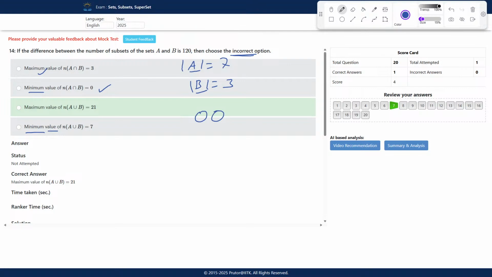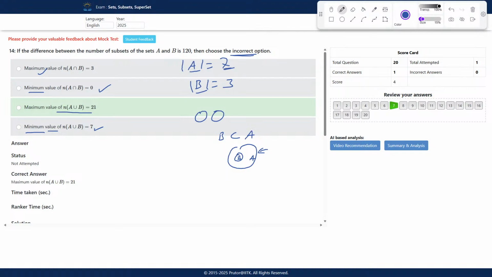Minimum value. Suppose B is a subset of A, meaning in the Venn diagram you can represent B inside A like this. Yes, then A union B will be your set A itself. Then A union B will be A, and in A you are having 7, so you will get 7. So this might be a possible case, but this won't be.